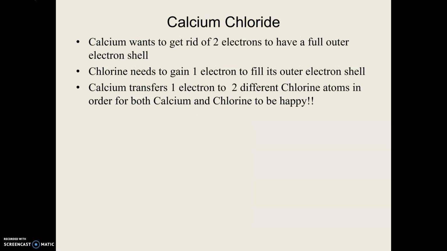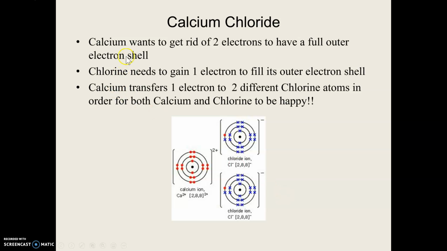Let's take a look at calcium chloride. Okay, calcium wants to get rid of two electrons, okay, to have a full outer shell. Chlorine needs to gain one electron to fill its outer electron shell. So calcium transfers one electron to chlorine, okay, and it still has one to give. So it's able to bond a second chlorine atom, okay, and when it does that, okay, we get one calcium and two chlorines.